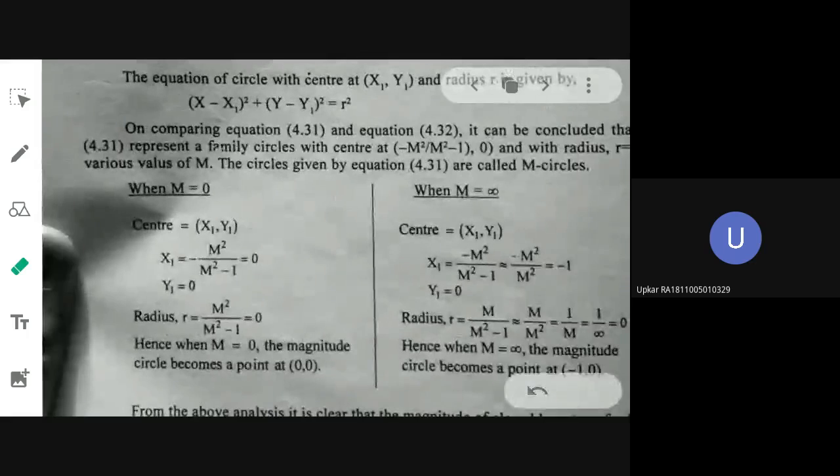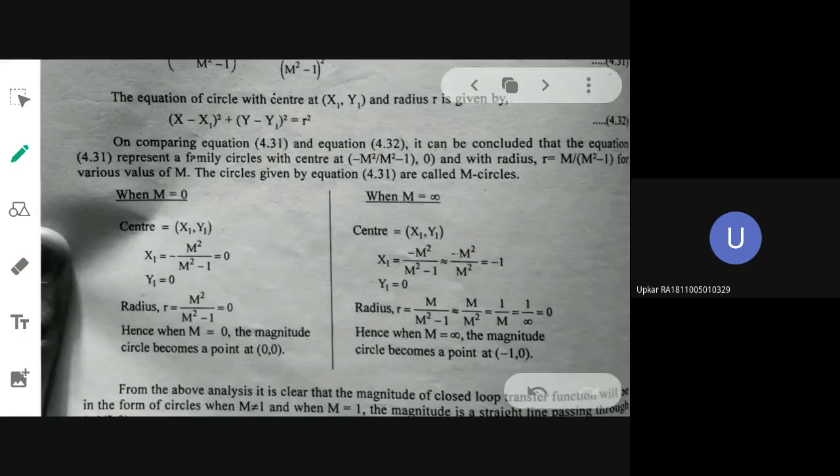Now in that formula, you are going to substitute m is equal to 0. So what will be the center? When m is equal to 1, it is a straight line. When m is equal to 0, what is the center and what is the radius of the circle? Origin. If you substitute m is equal to 0 in x1, it will become 0, and y1 is also 0, radius is also 0, so it will be a point. There is no radius. So whenever m is equal to 0, it is a small point.